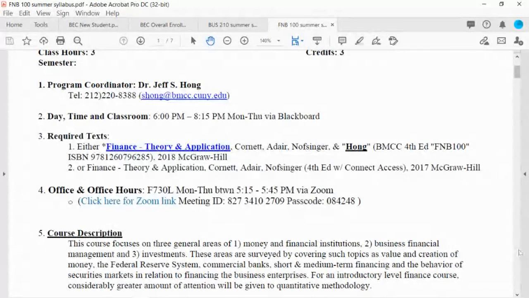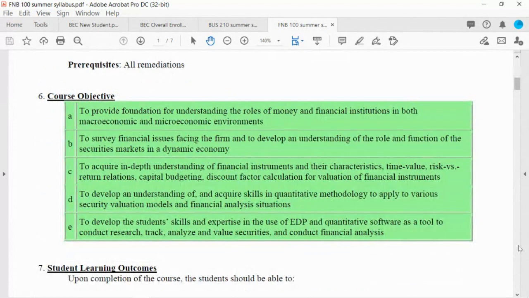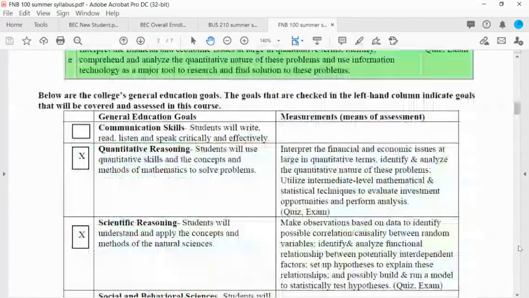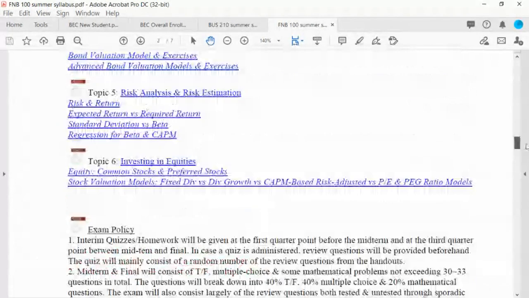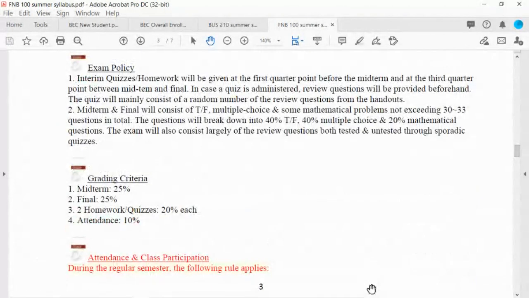So are you looking at the syllabus, everyone? Please let me know. Are you looking at the syllabus? Yes. Yeah, okay. I need verbal answer because if you just type into the chat box, I can't see it. So here's the, if you're looking at the syllabus, look at the exam policy.